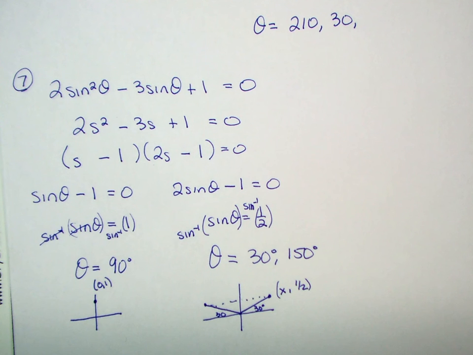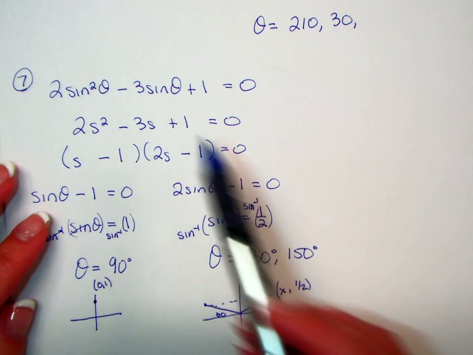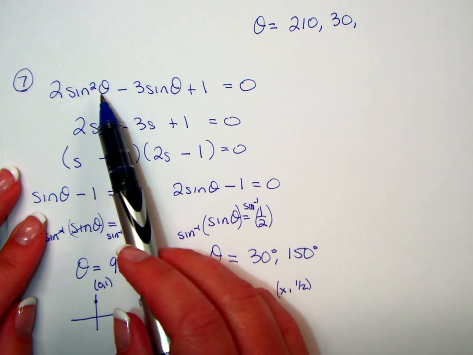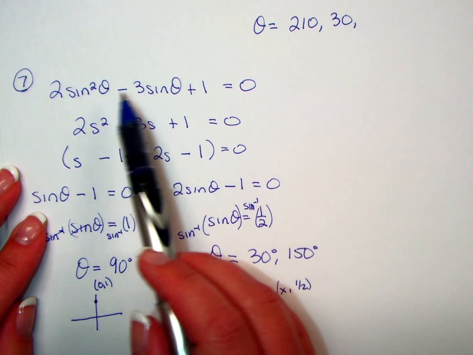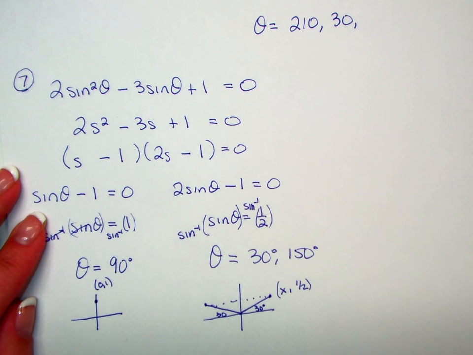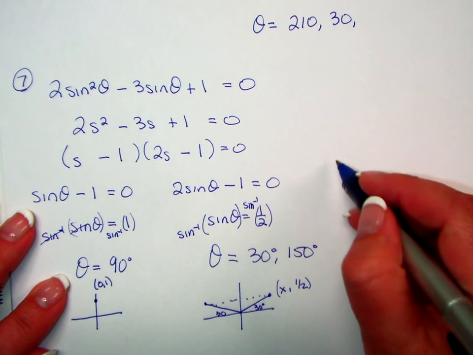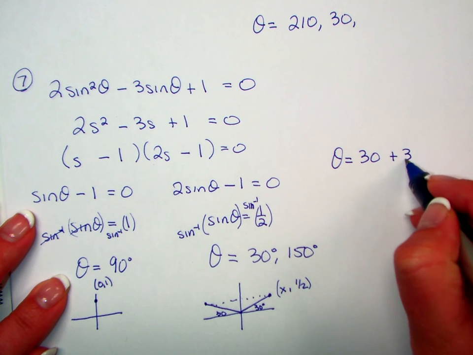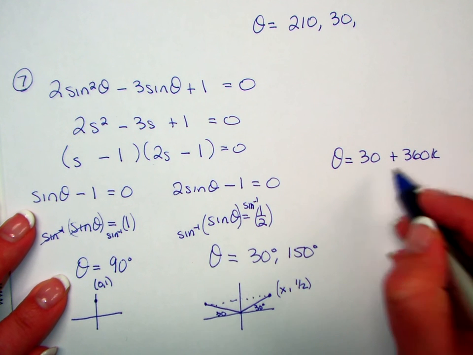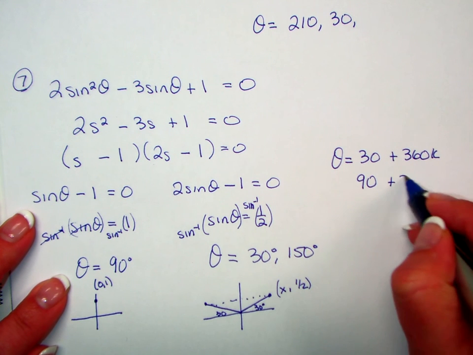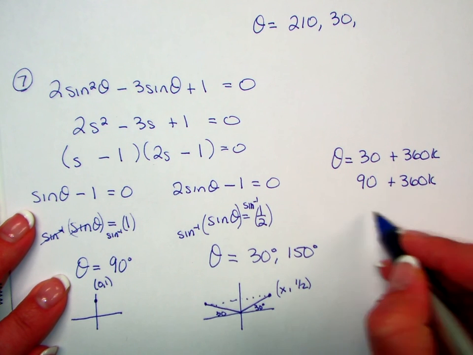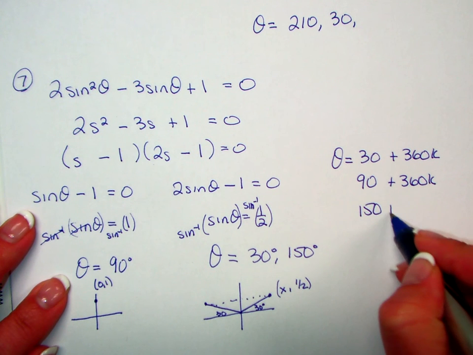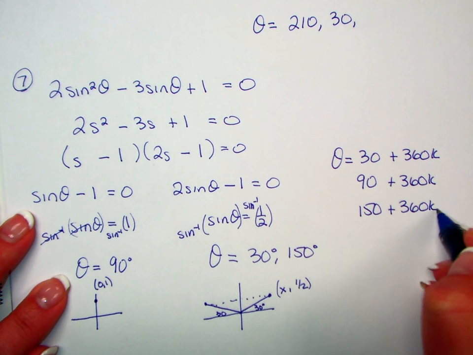So when I write the general formula, all these thetas don't have an omega, so the period of this function is 360. So I'm just going to get theta equals 30 plus 360k, theta equals 90 plus 360k, and theta equals 150 plus 360k.